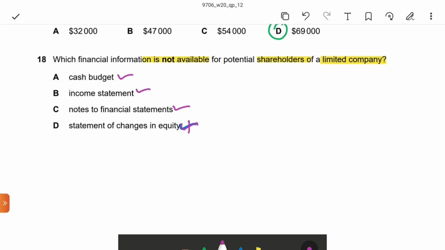Note to financial statement is the extension of final account. It gives the explanation about the balance sheet. So that is also available to them. Income statement, definitely it is available to them. So cash budget is the financial estimation in the future, like cash inflow or outflow. That is not available to the shareholders. So the correct answer is cash budget. The answer is easy.